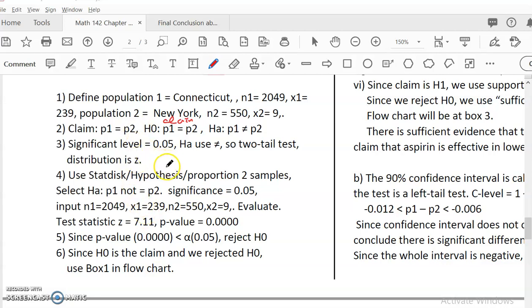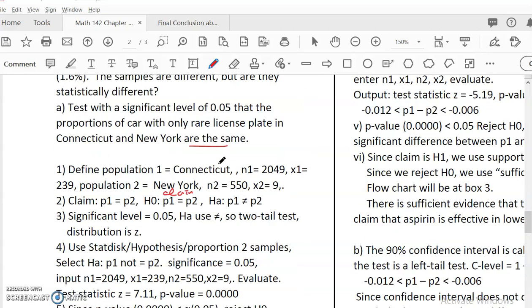Hello, statistics student. This video is for chapter 10.3. We are doing a hypothesis test for two proportions from two different populations, and we're doing example 1.